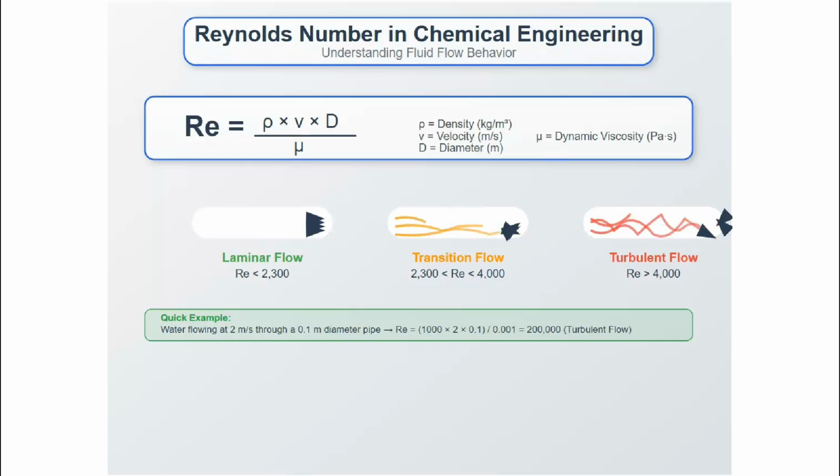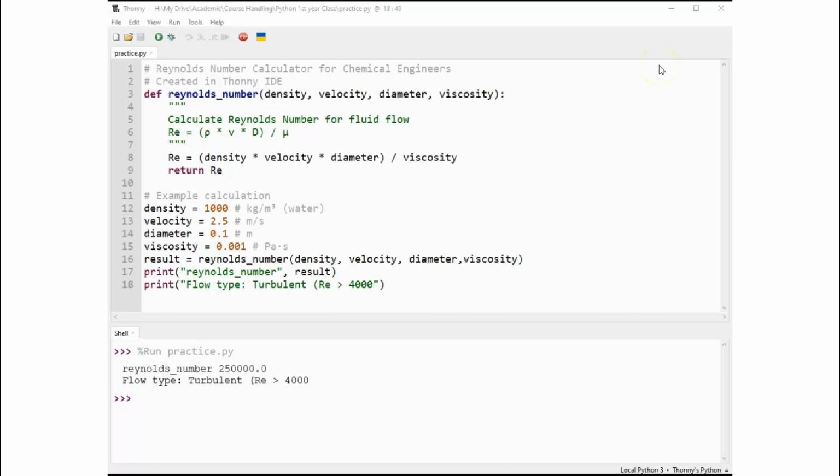Now let's make the computer do the work for us. Here we are in the Thonny IDE. We can see the Python script that calculates the Reynolds number. Here we are defining the function. The function name is reynolds_number. Here is the input: density, velocity, diameter and viscosity.